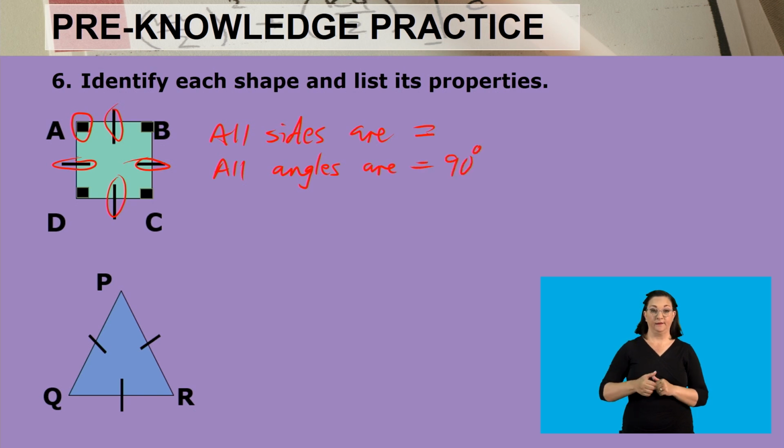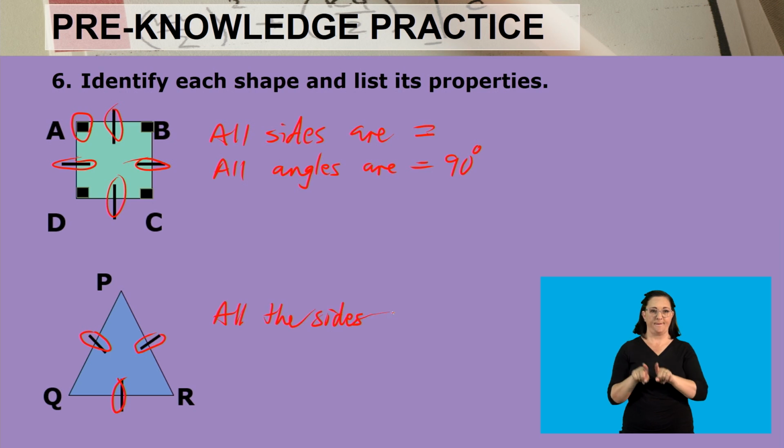All right, let's look at the next one. PQR is a triangle, but then let's look at the markings on the triangle. You'd see that there is a single marking on each side, therefore that means all the sides are equal, therefore this is an equilateral triangle. So that's the name of the triangle, because all the sides are equal.